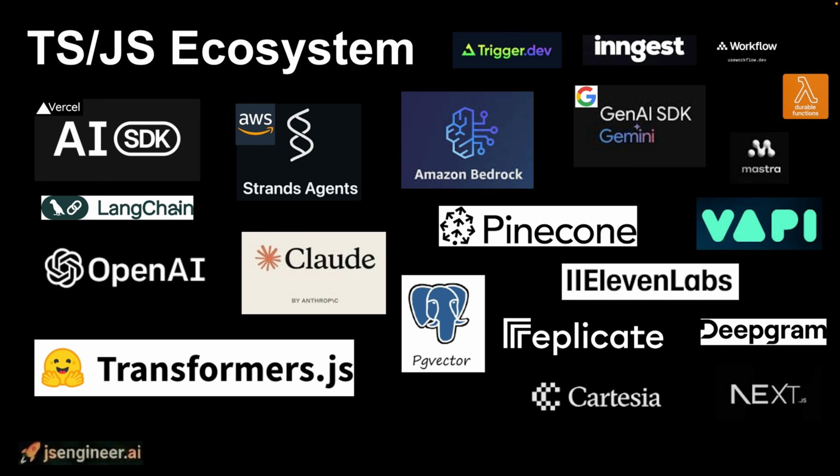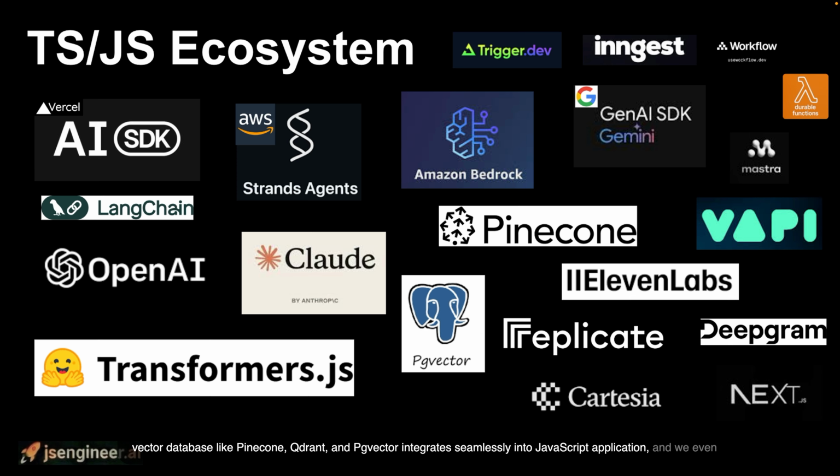The data layer, fully covered. Vector databases like Pinecone, Chroma, and pgvector integrate seamlessly into JavaScript applications. And we even dominate the media layer, whether you are building agents that make and receive phone calls using Vapi and Twilio, or generating lifelike speech with ElevenLabs or Cartesia, or running open source models through Replicate. It's all available in JavaScript.